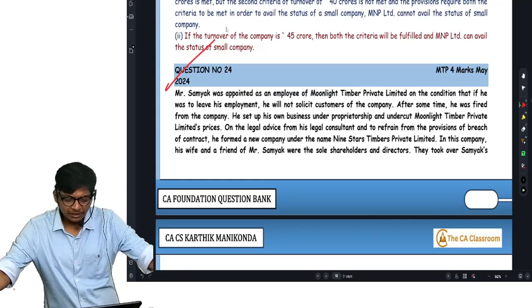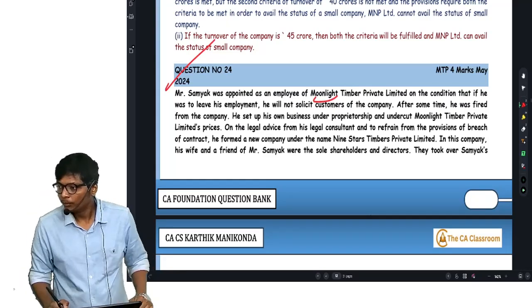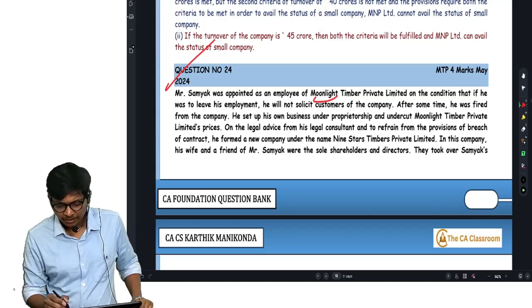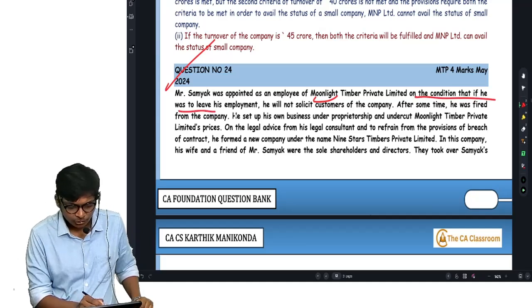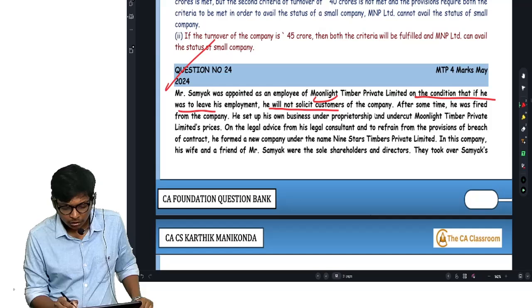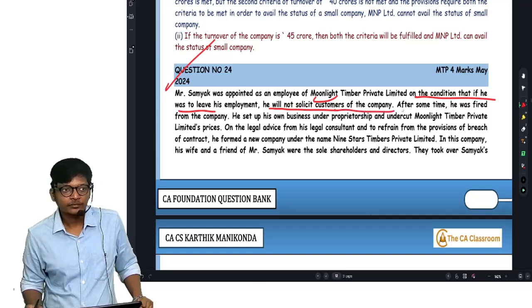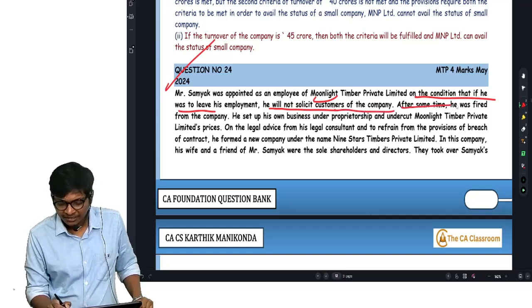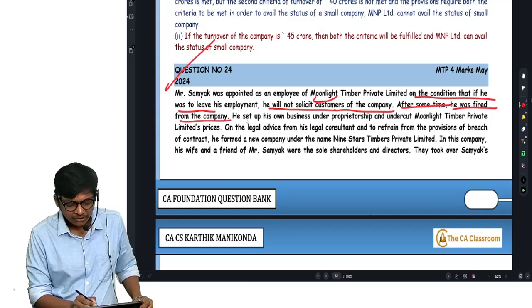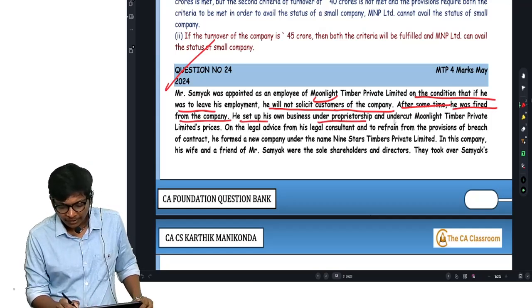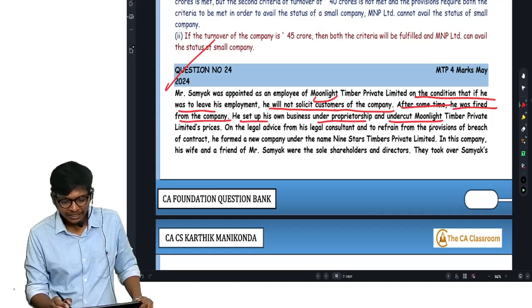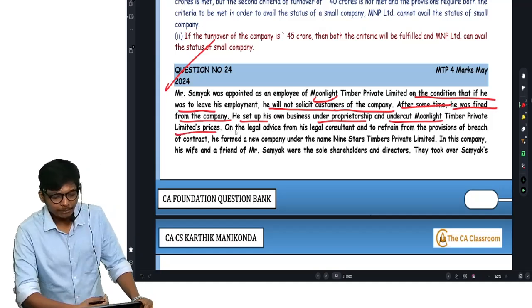Mr. Samyak was appointed as the employee of Moonlight Timber Limited on the condition that if he has to leave the employment, he will not solicit customers of the company. After some time, he was fired from the company. He set up his own business under proprietorship and undercut Moonlight Timber Private Limited's prices.